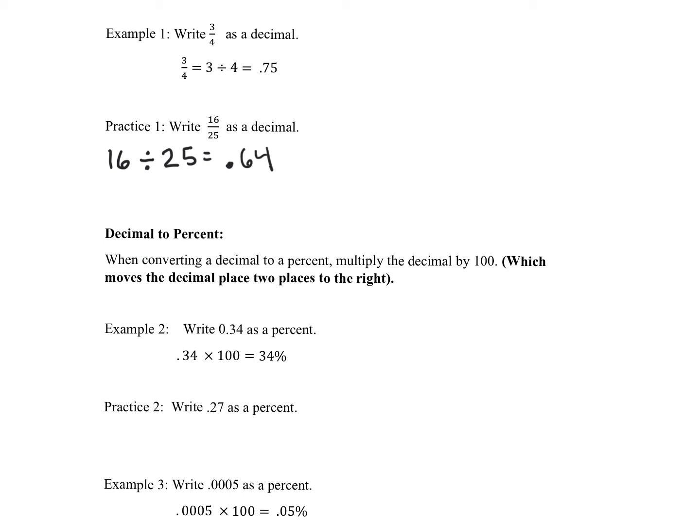Now let's say you have a decimal and you'd like to convert that to a percent. You can do this a couple ways. You can either multiply that decimal by 100, or you can move the decimal place 2 places to the right. Consider example 2. You can take 0.34, and to convert that to a percent, you can either multiply it by 100, or notice you can also simply move the decimal 2 places to the right.